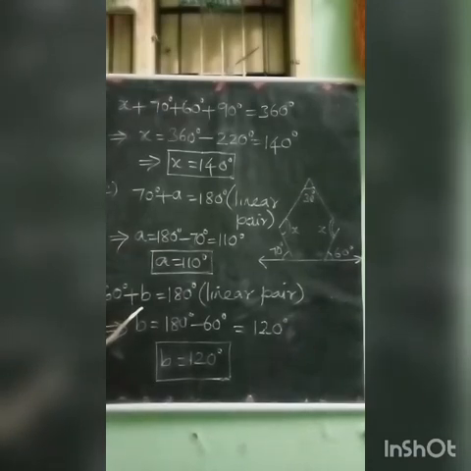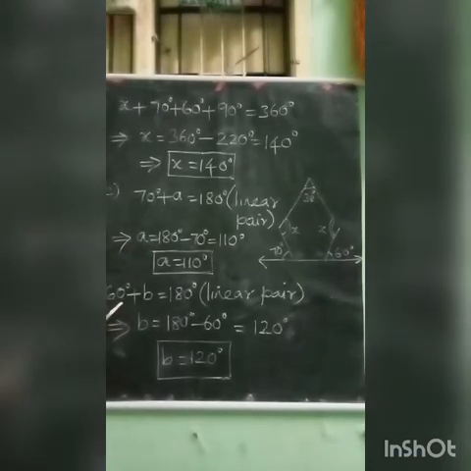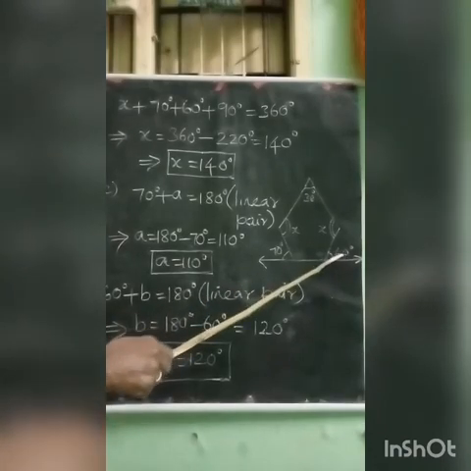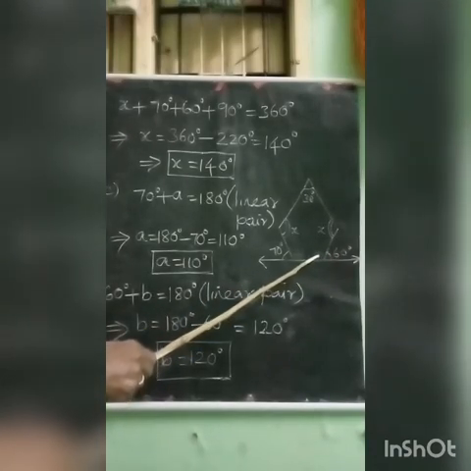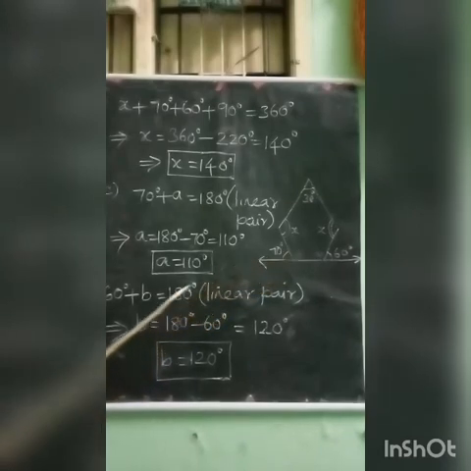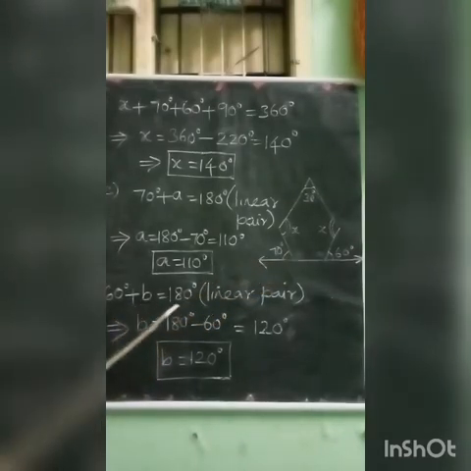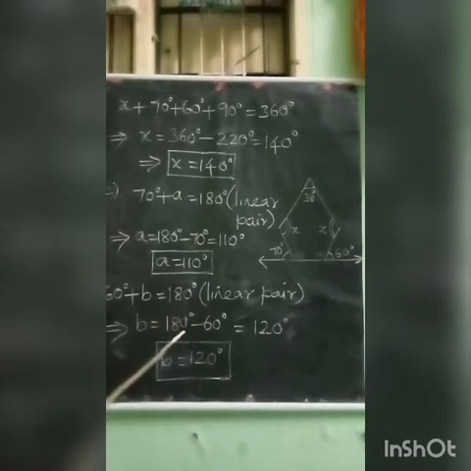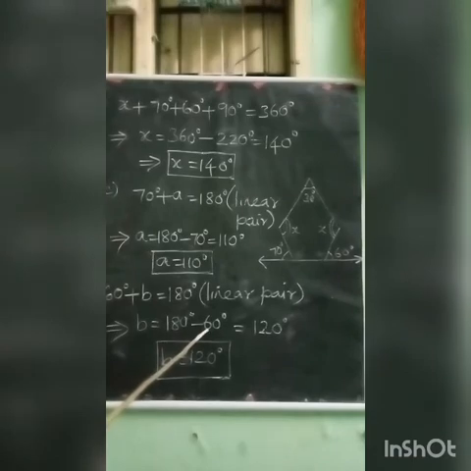Then, another linear pair is 60 degree plus B. 60 degree, and this unknown measure, let us call B. Therefore, 60 degree plus B equal to 180 degree, which implies B equal to 180 degree minus 60 degree equal to 120 degree. We get the unknown measure B is 120 degree.